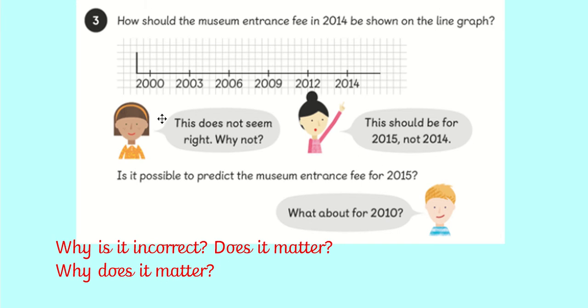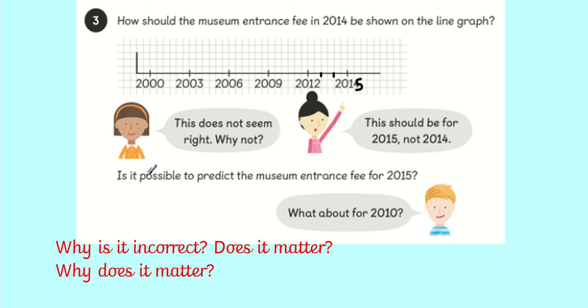It says, does it matter? Why does it matter? Yes, it matters. We need to go up in the same scale every time. Otherwise, our data will be incorrect. But we can still put the data for 2014 on. We just need to work out where 2014 would go. Okay, so we've got 2012 here. So 2012, 2013 will be here. 2014 will be here. And this one will be 2015.